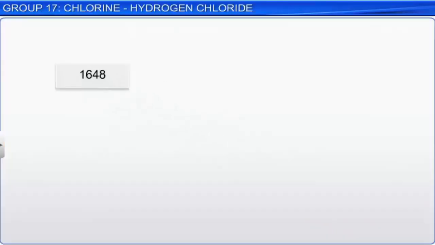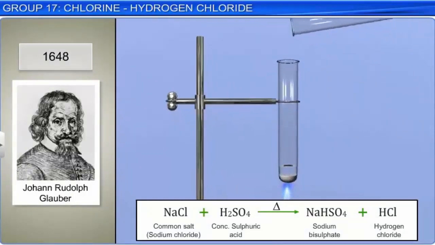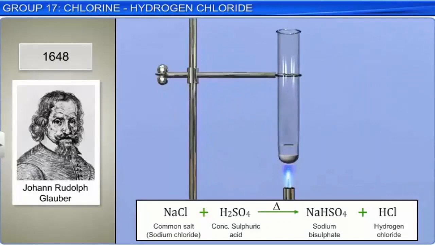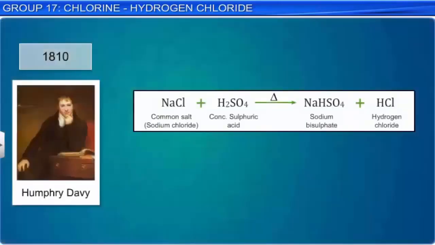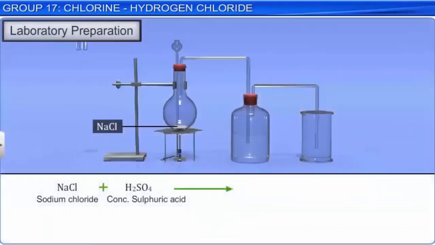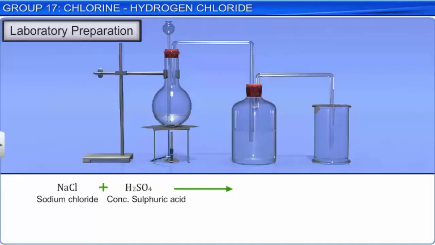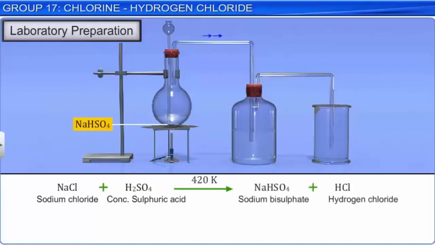In 1648, Glauber became the first to prepare hydrogen chloride by heating a mixture of common salt and concentrated sulfuric acid. In 1810, Davy showed that it is a compound of hydrogen and chlorine. Hydrogen chloride is prepared in the laboratory by treating sodium chloride with concentrated sulfuric acid. The reaction mixture, consisting of concentrated sulfuric acid and sodium chloride, is first heated to 420 Kelvin. Sodium bisulfate is obtained, which is insoluble and thus prevents further reaction.